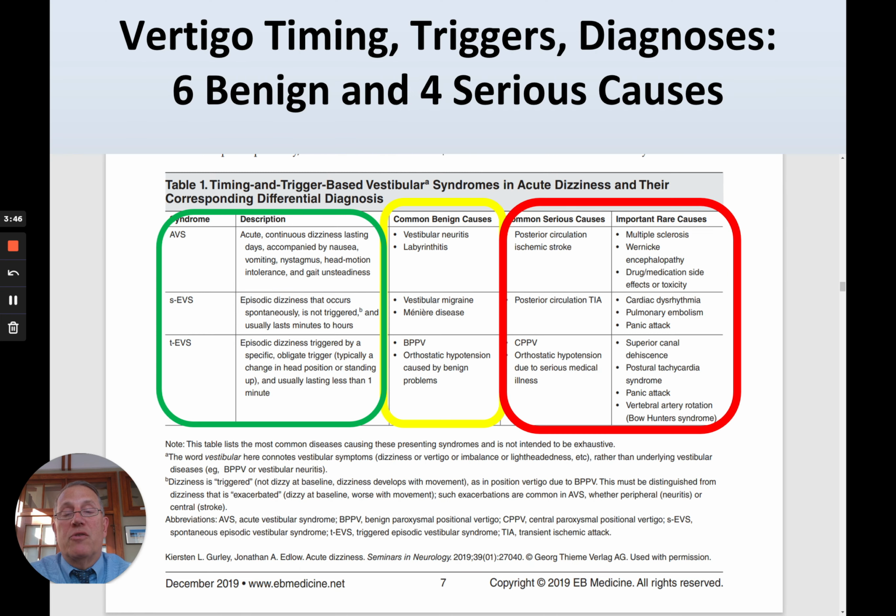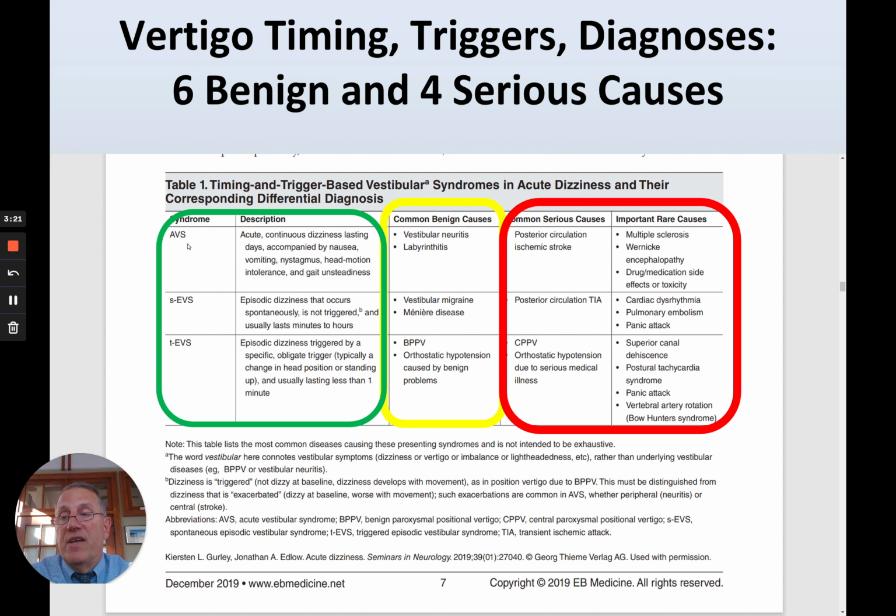So from this table, you can see there's vertigo timing, triggers, and diagnoses. There are 6 benign and 4 serious causes, and we'll talk about one more. So in green, we have our 3 types of vertigo, and as you go across each row, in yellow are benign causes, and in red, more serious and rare causes. So let's just talk about the benign and serious causes.